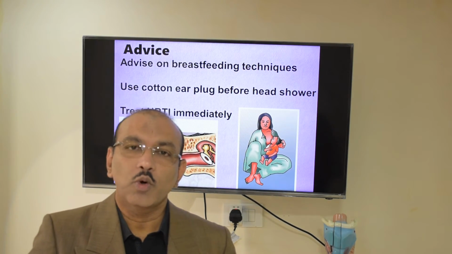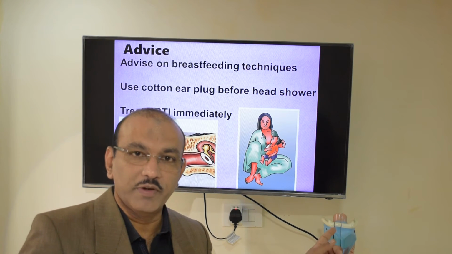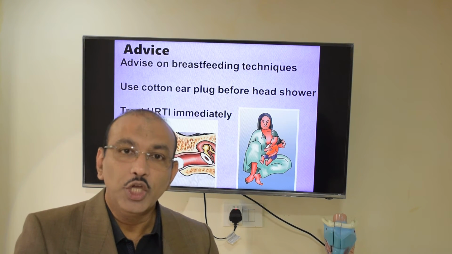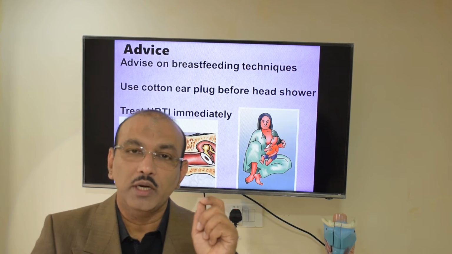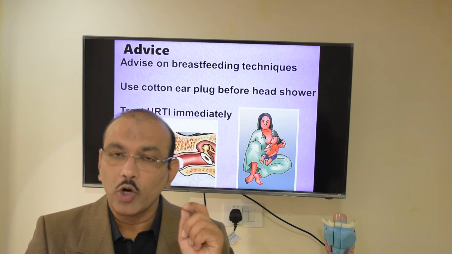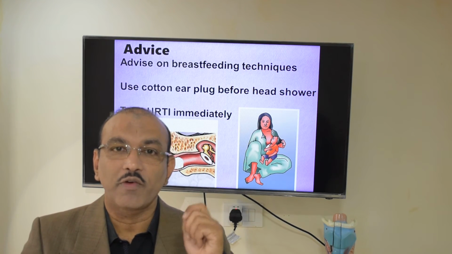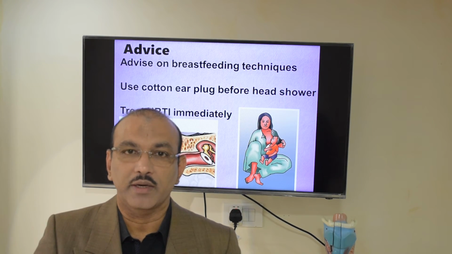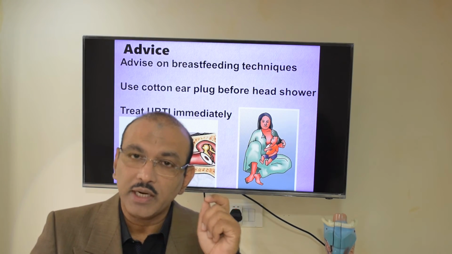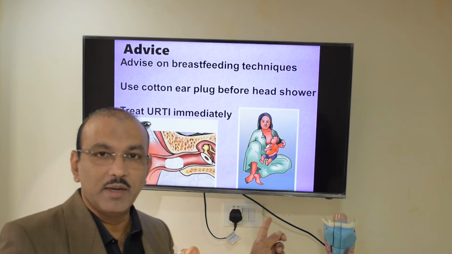The second point is, whatever the age group is, whenever there is a perforation and the child is going to take a bath, you have to plug the ear with cotton wool followed by application of Vaseline over it, so that you can prevent the entry of water into the ear. If water enters through the ear, it can lead to infection. That is the second point.